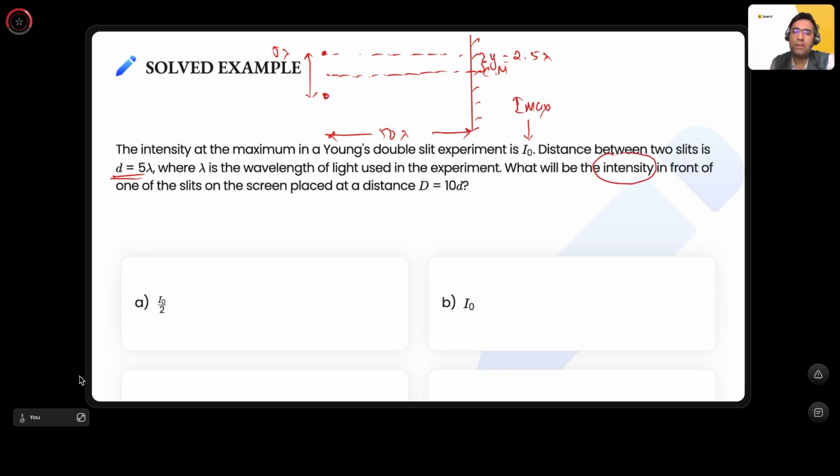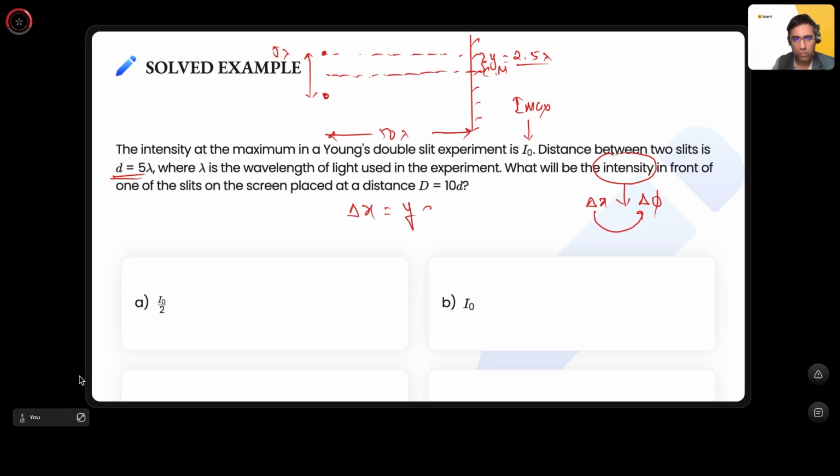Whenever intensity is asked, we have to find the phase difference. And phase difference कैसे निकलेगा? Path difference से. So, we have to find the path difference first, then phase difference, and from there we have to find the intensity. जब भी इंटेंसिटी question में पूछी जाए, you have to find the phase difference somehow, and वो हम path difference से निकालते हैं. तो अब हमें intensity कहाँ पे निकालनी है? At y is equal to 2.5. So let's find out the path difference first.